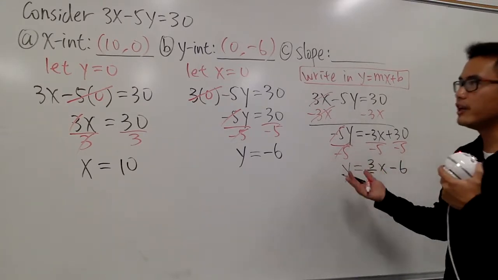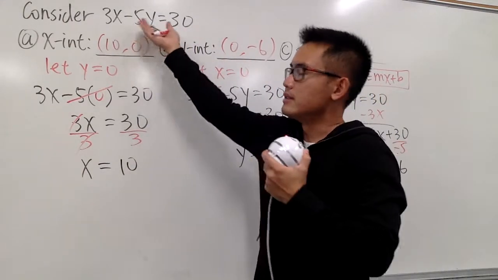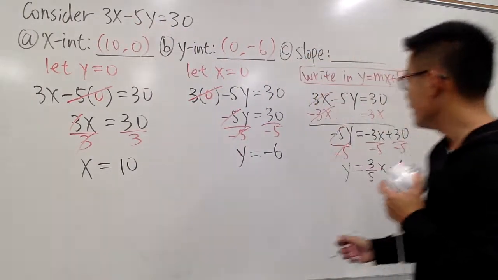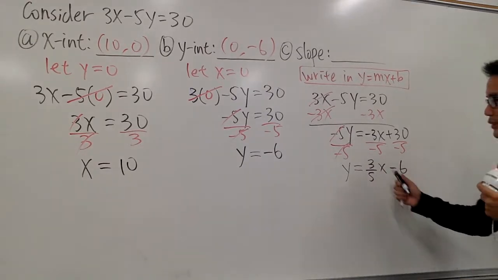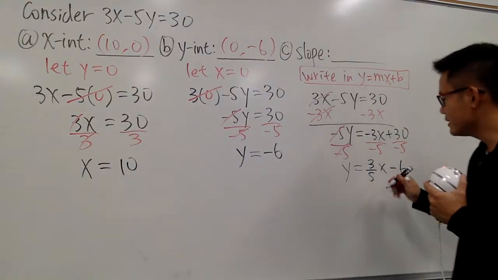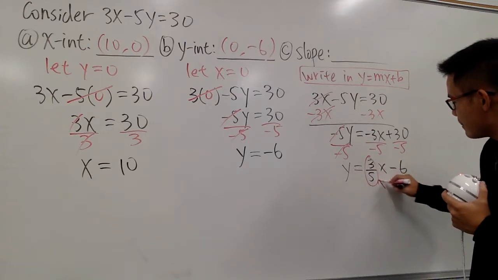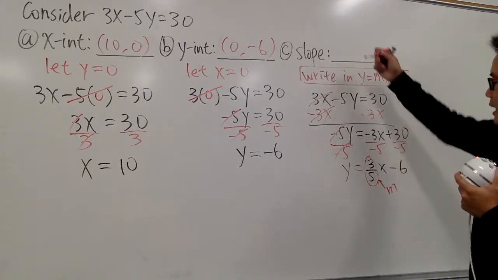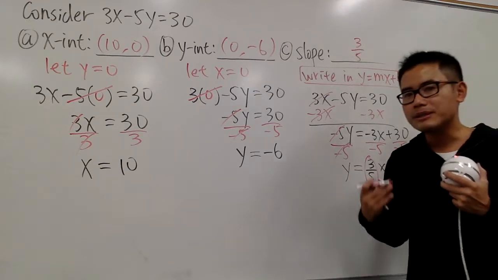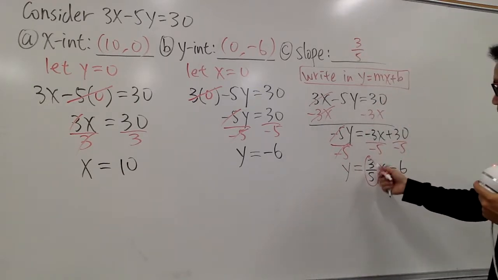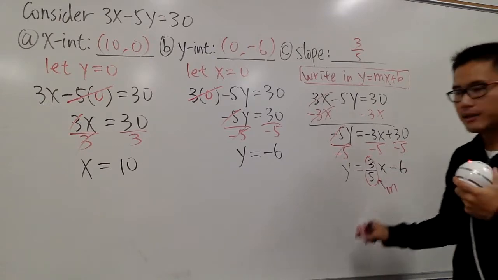So this is how you change an equation from, this is actually called the standard form, into the slope-intercept form. When you do that, you can see the slope right away, which is this right here. This is the m, okay? So the slope right here is just a number, 3 over 5. Remember, slope is just a number, right? The number in front of the x, like that. All right.